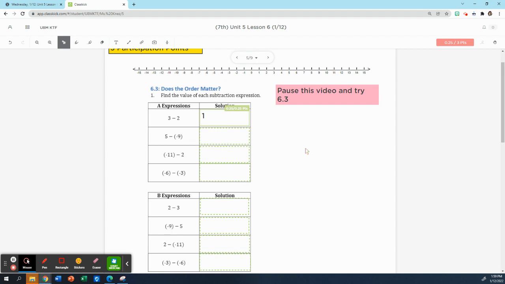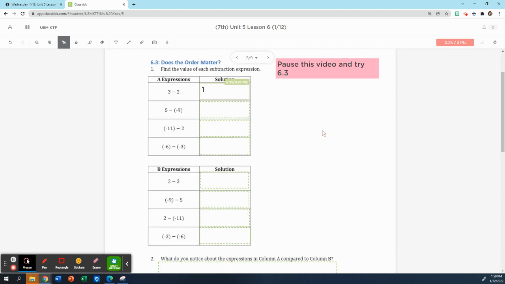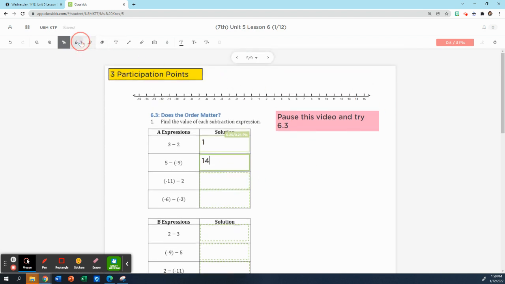You should have given these questions a try on your own. Let's take a look. 5 minus negative 9 is equal to positive 14. Here's why. If I start at positive 5 and I'm taking away negative 9, when I take away a negative, I'm really moving in the positive direction by 9 spaces. And so I end up with a final answer of 14.